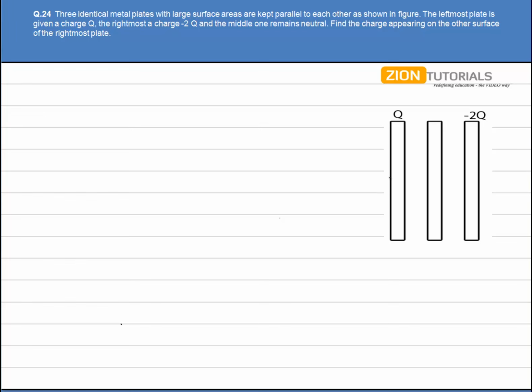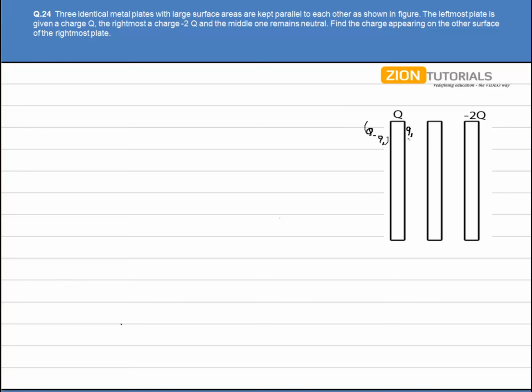Fine. Now let's say that Q charge is given to this plate, and let's say Q1 charge out of Q goes to the inner surface. So the charge on this surface will be Q minus Q1.